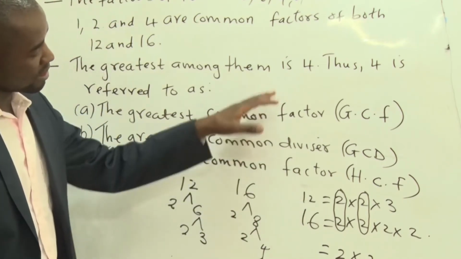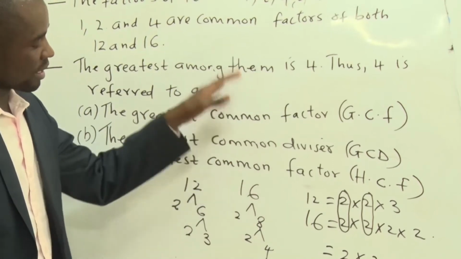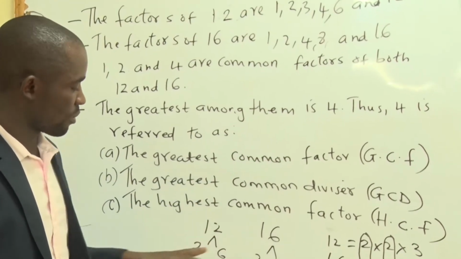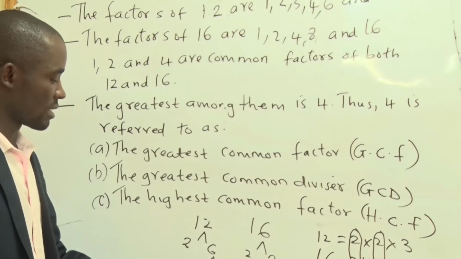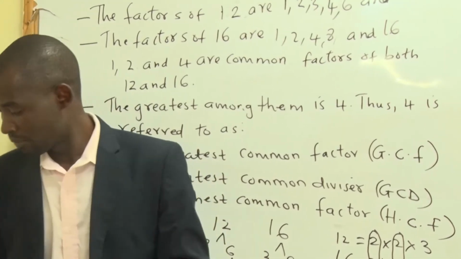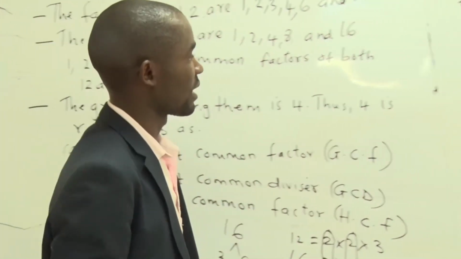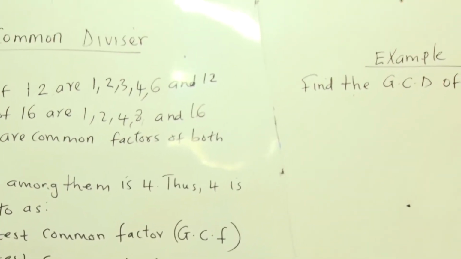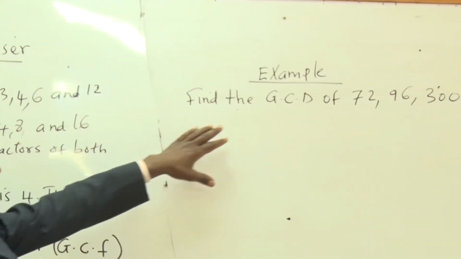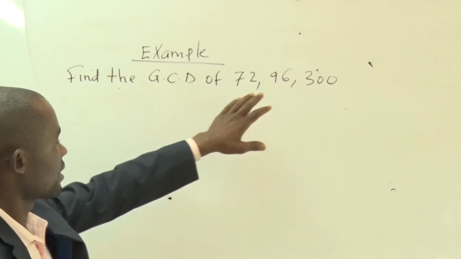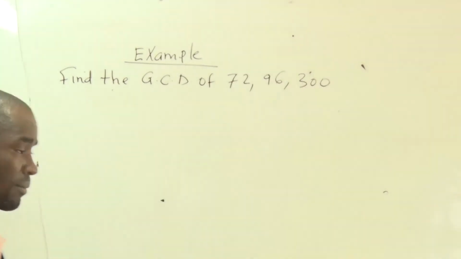So whenever you meet these words, they mean the same thing, and whenever you meet them, you are supposed to execute the process that I have listed in this case. So we shall now move on to another example, which reads: find the GCD of 72, 96, and 300.